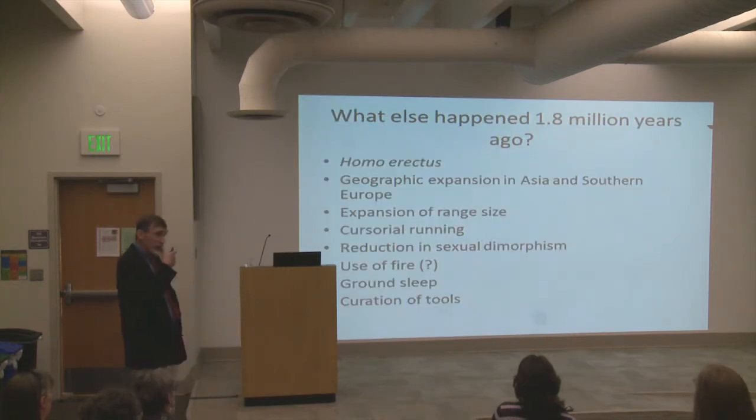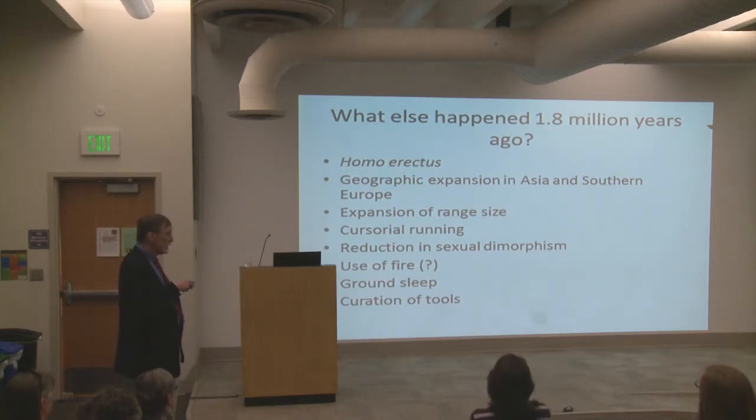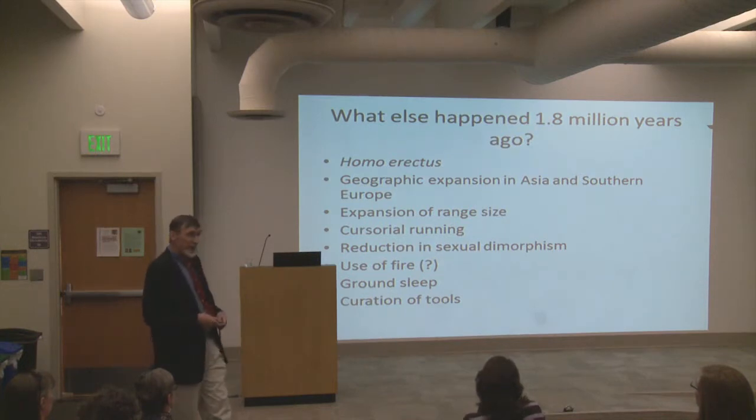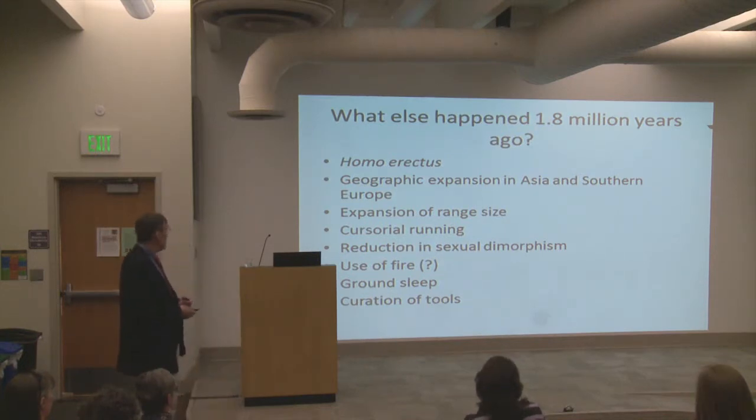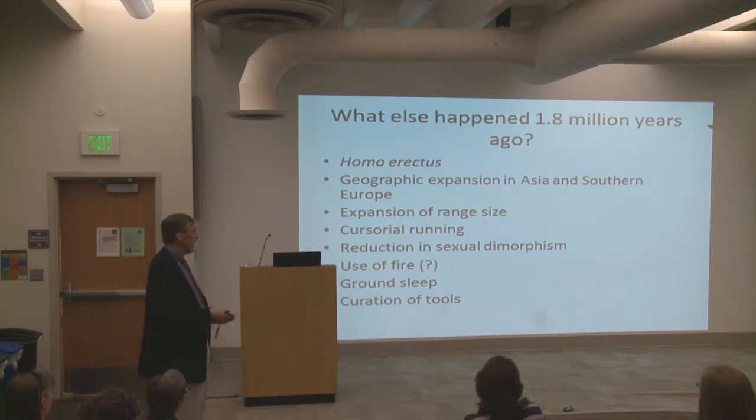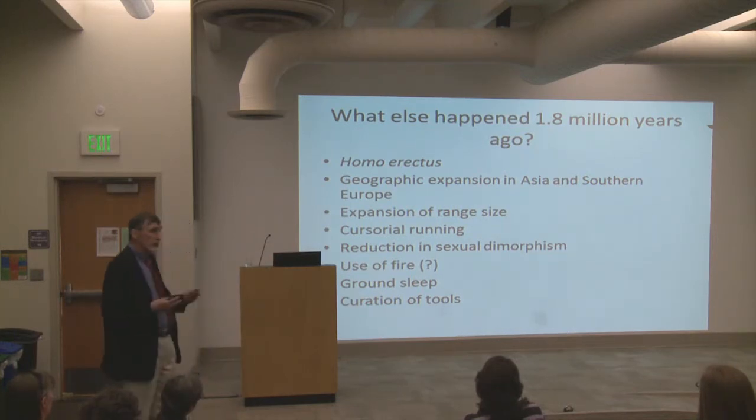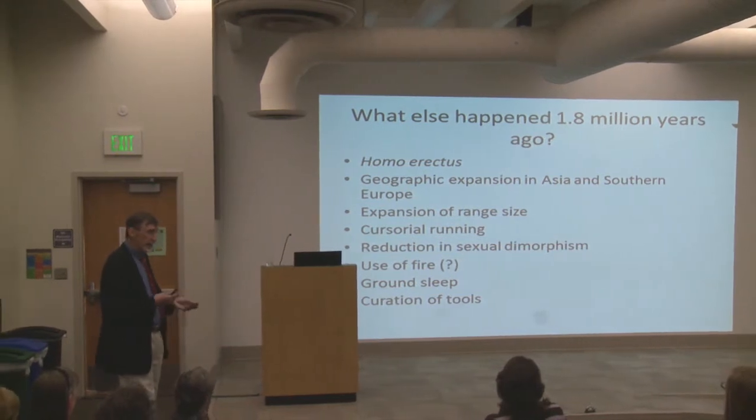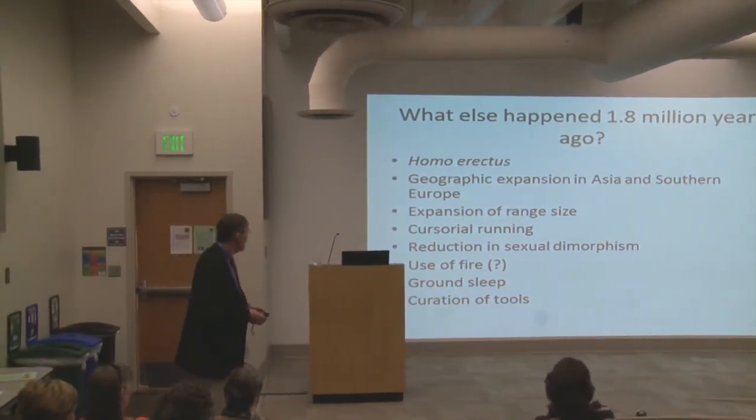A lot of other things happened 1.8 million years ago. This is only a partial list. This is when Homo erectus appears on the scene. First, we get geographic expansion out of Africa into Asia, into southern Europe. We get expansion of range size, that is the range at which hominins are moving. Cursorial running, which is distance running, is an adaptation that appears at the same time.